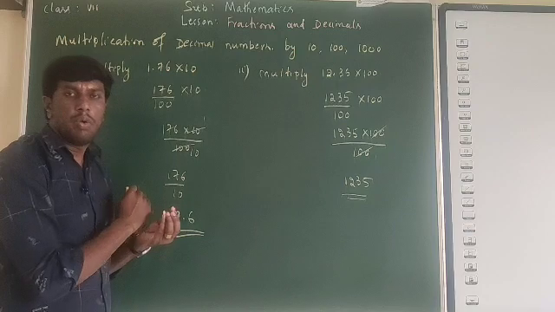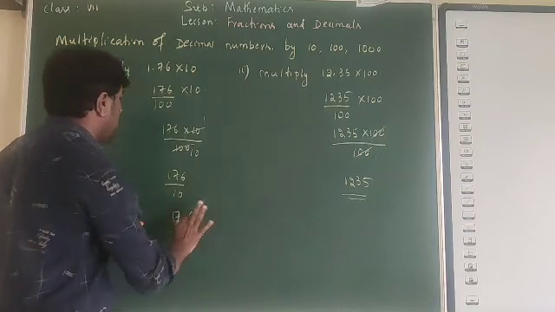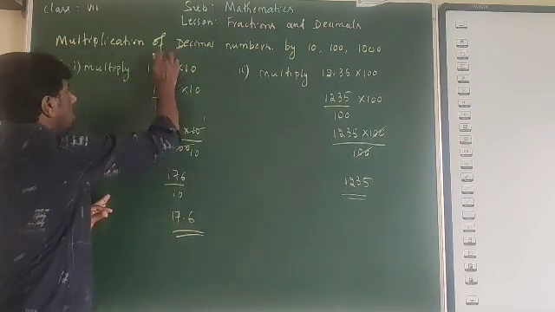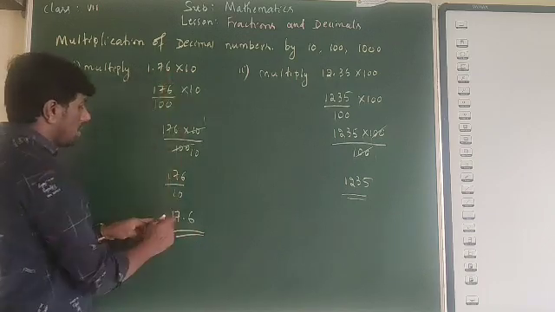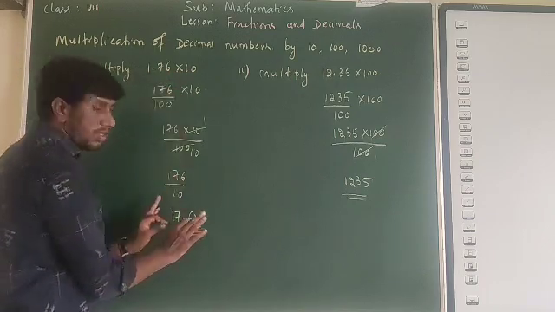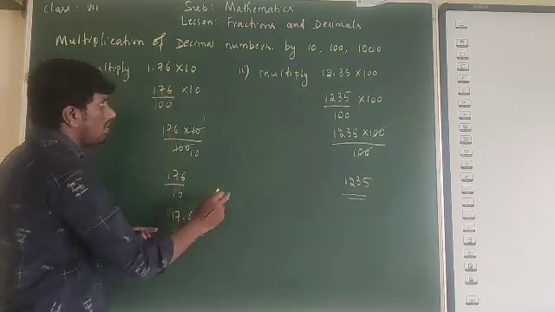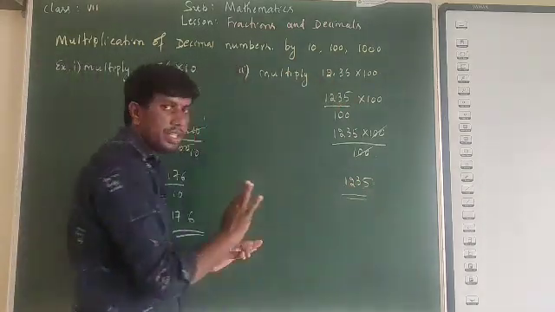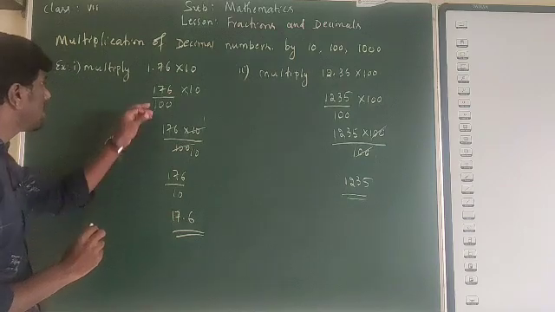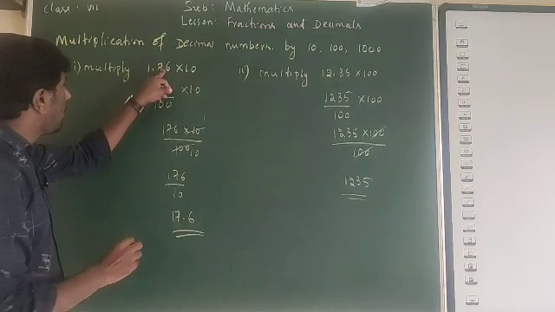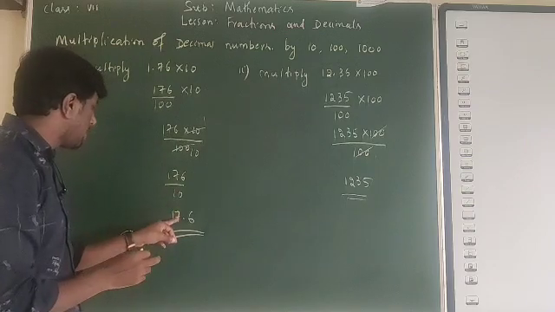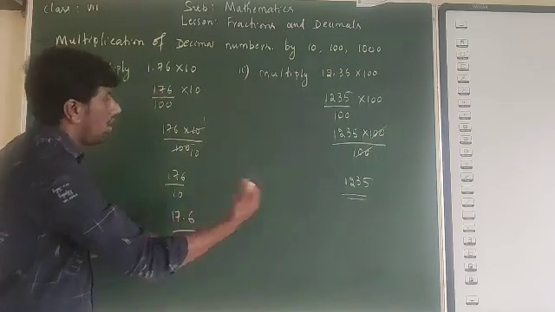It is shifted 1 place to the right, except that the digits are not changing. Digits are same: 1.76, 176. 1, 2, 3, 5, 1, 2, 3, 5. Digits are same. The only thing is, the decimal point will be shifted 1 place right side.